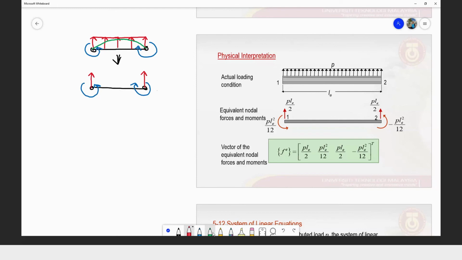So when we apply the positive deflection and also the positive rotation, then kita kena tengok all these forces kat sini ni.